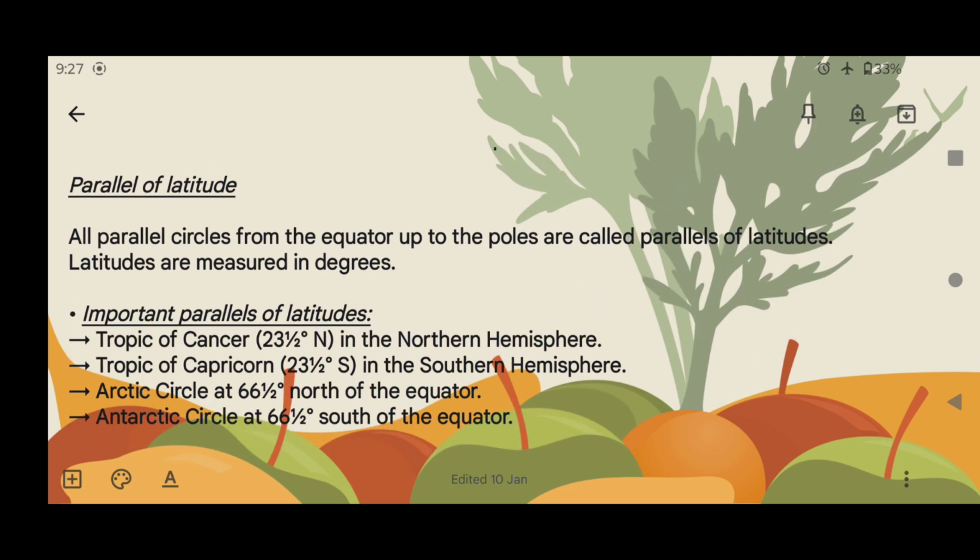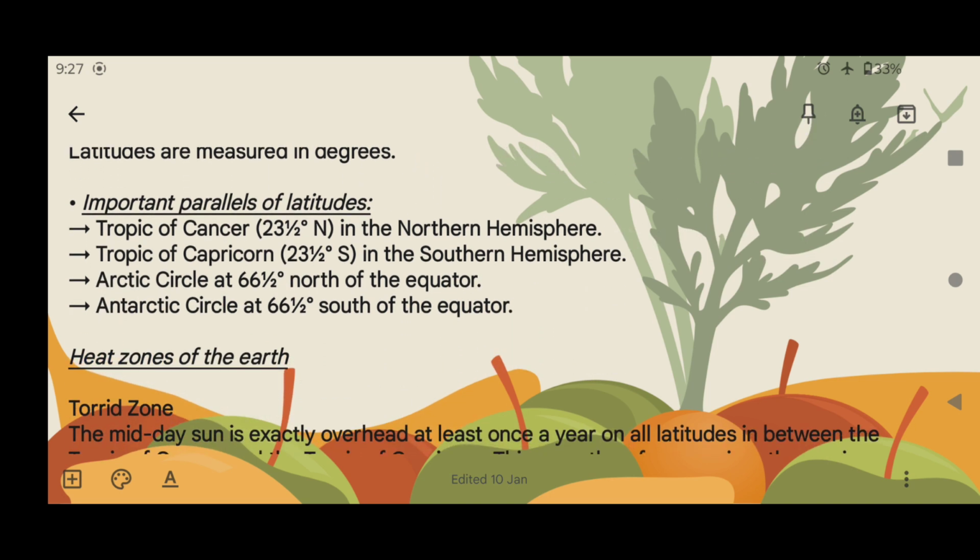Parallels of latitude. All parallel circles from the equator up to the poles are called parallels of latitude. Latitudes are measured in degrees. Important parallels of latitude: Tropic of Cancer, 23.5 degrees north in the northern hemisphere. Tropic of Capricorn, 23.5 degrees south in the southern hemisphere. Arctic Circle at 66.5 degrees north of the equator. Antarctic Circle at 66.5 degrees south of the equator.